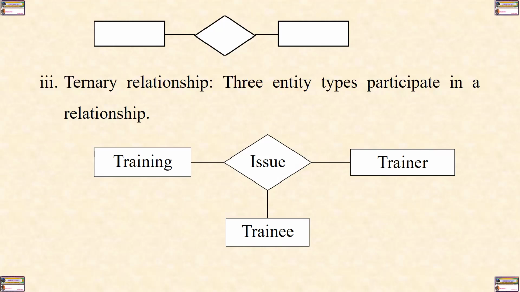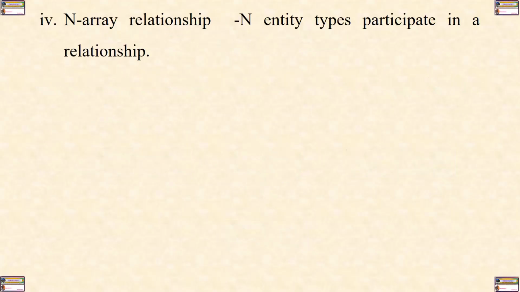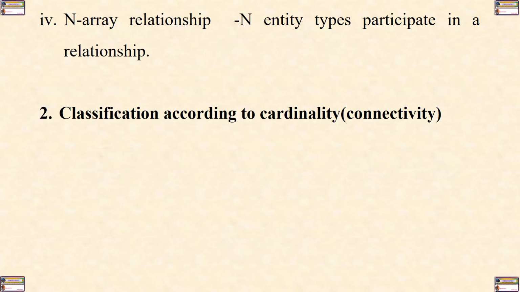Then we have what we call a ternary relationship. Here, three entity types participate in a relationship. For example, a trainer, training and trainee, and you have an issue there. The fourth type is called an array relationship. This is where a number of entity types participate in a relationship.